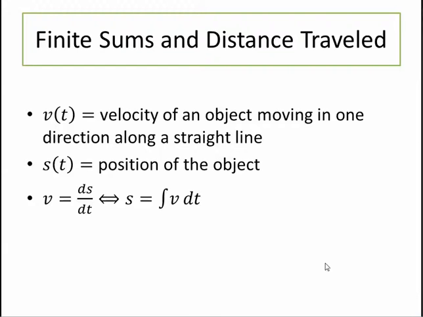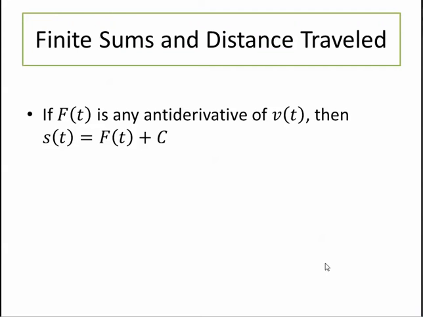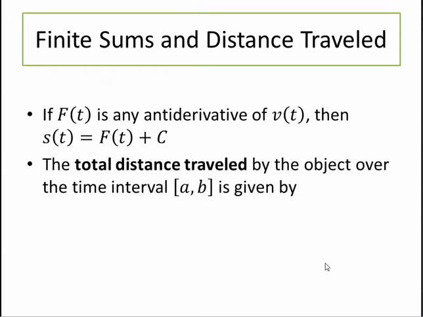Now remember, there are many antiderivatives for velocity, so if we let f of t be any of those antiderivatives, then we know that the position function is equal to the antiderivative of v, f of t, plus some constant c. Now, if we want to talk about distance traveled, the distance traveled by an object is its position at the end time minus its position at the beginning time. So that would be s of b minus s of a.